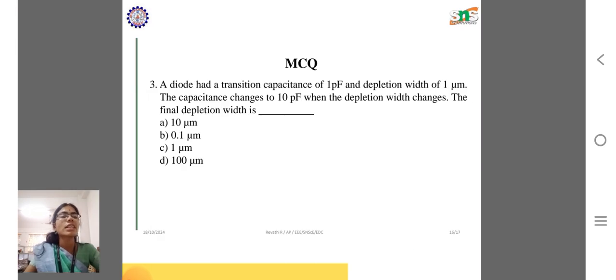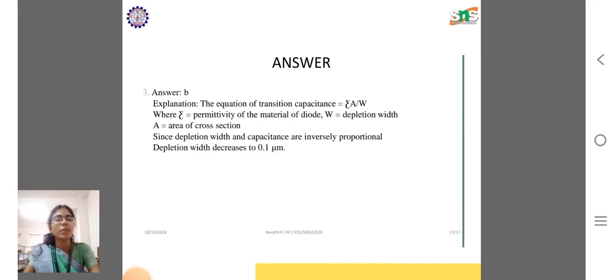The diode has a transition capacitance of 1 pF and a depletion width of 1 micrometer. The capacitance changes to 10 pF when the depletion width changes. The final depletion width is B, 0.1 micrometer.